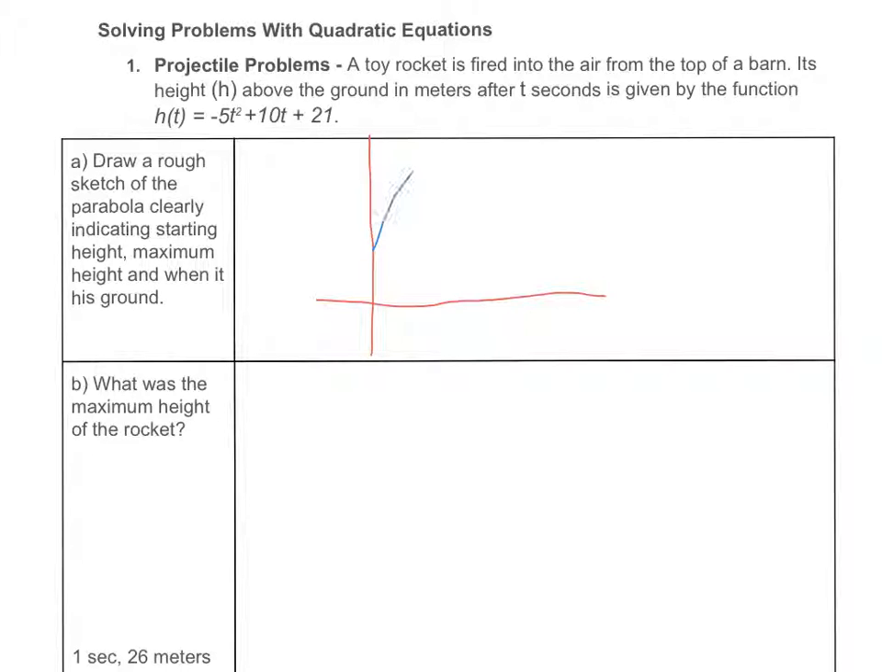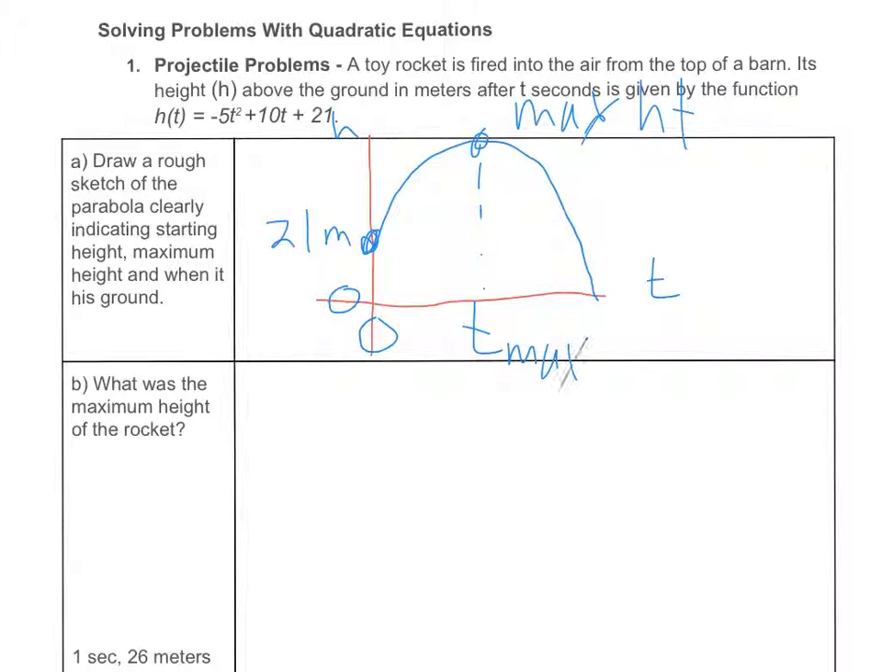Okay, so here is the parabola. That's the path of the toy rocket. We know that this is height on the y-axis and time on the x-axis. This right here would be the starting height, which is 21 meters. That would represent 0 meters in height there and 0 seconds in time. This right here would represent the maximum height, and then this would be the time for the maximum. And then right here, when the height is 0, that's when it hits the ground. Okay, those are the three key features.